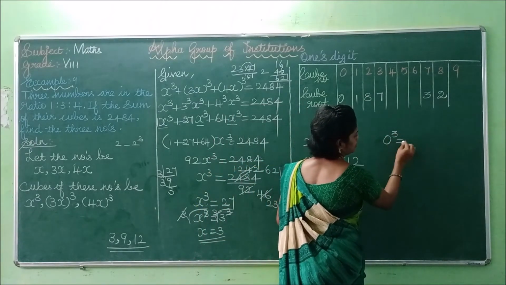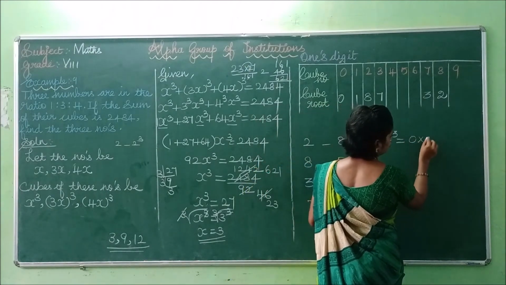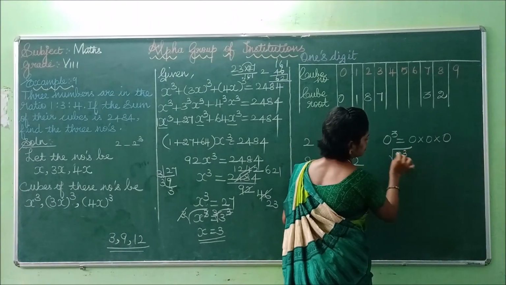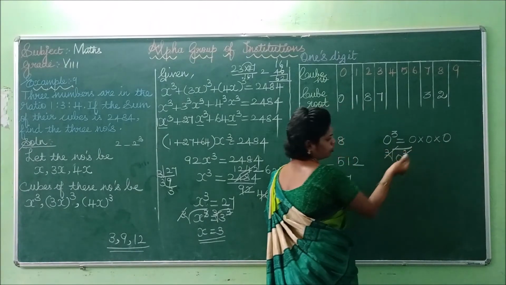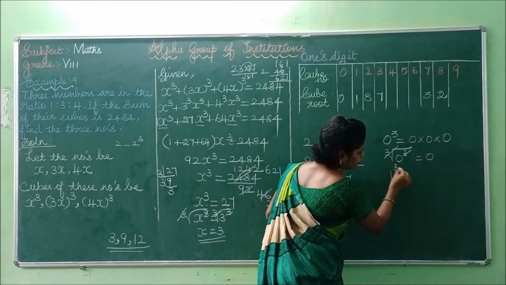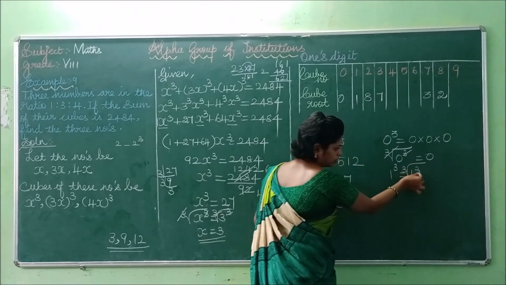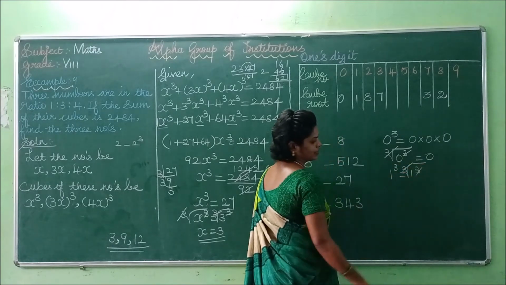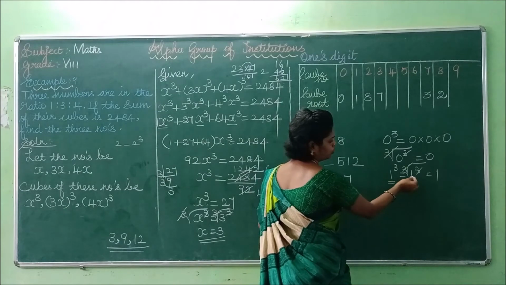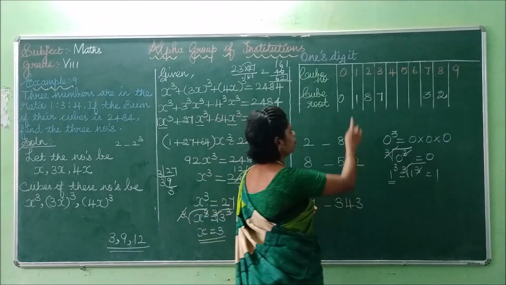So how can you represent 0 cube? 0 cube as 0 into 0 into 0. That means if you are taking the cube root of this, the cube root and the cube will be cancelled. The remaining value will be 0. Likewise, if you are taking the cube root of 1 cube, the cube and cube root will be cancelled. The result will be 1. The cube root of 1 is also 1. Then for 2.